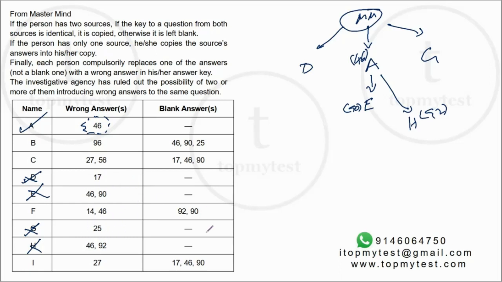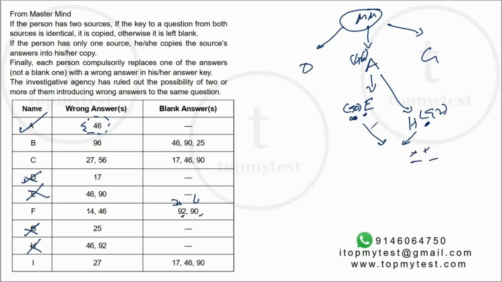Okay, now I'll have to work with the blank answers. Let's see. F should be easy to match. Why? Because F has both 92 and 90 as blank answers. We know E introduced 90 as the wrong answer and H introduced 92 as the wrong answer. So if somebody takes from E and H, their answers for 90 and 92 will not match, so they will have to mark them blank.